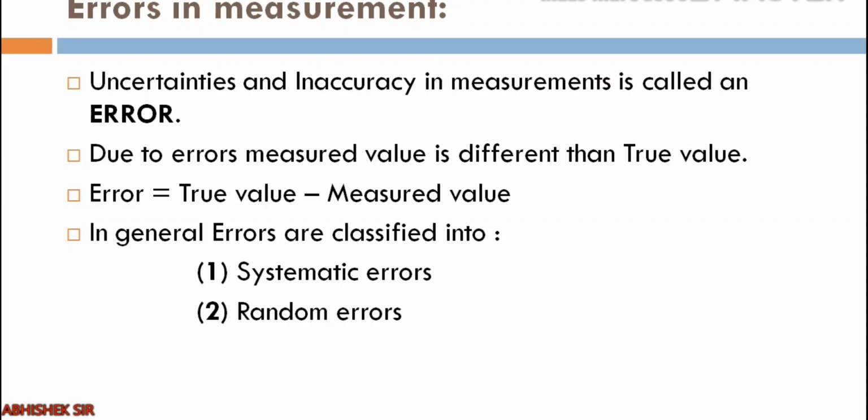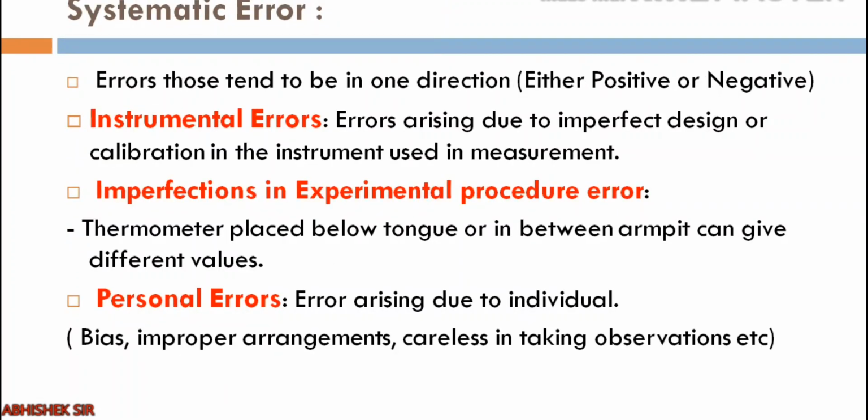And that is how error arises. If you want to know how much the error is, you will have to subtract the measured value from the true value. Clear? So in general we have two classifications of errors, systematic error and random error. Errors that tend to be in one direction, either positive or negative, are said to be systematic errors. Systematic error is further classified into instrumental error, imperfection in experimental procedure error, and personal error, right?